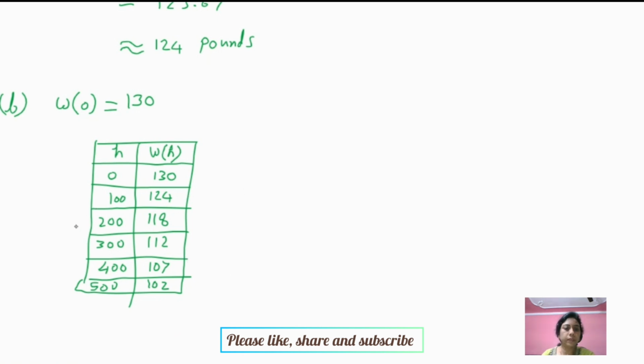So we can conclude that the table indicates that the higher the astronaut travels, the less she weighs. Okay, here weights are less.